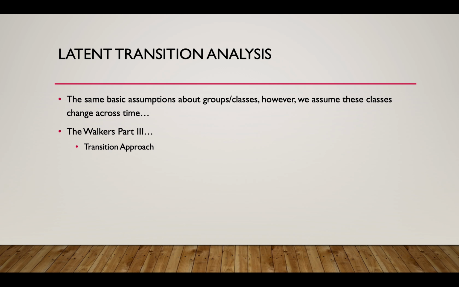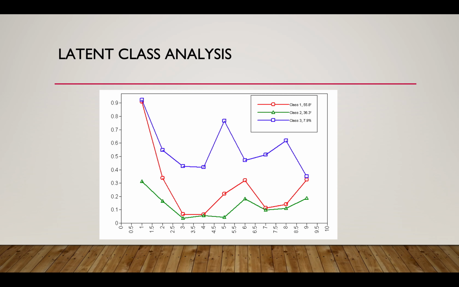From our Walker example, right, we might find that we initially have kind of three groups. Let's flip back here.